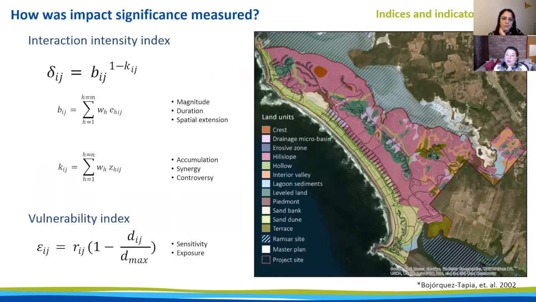So I'm not going to go into details, but impact significance is conventionally measured through indices and indicators. In this illustration, the interaction intensity and vulnerability indices are shown on the left. The study area is divided into land units, as shown on the right, and experts estimated the values of each indicator for every land unit for every type of impact. The types of impacts may be like erosion, habitat loss, landscape quality.